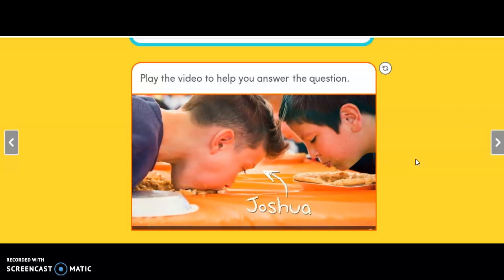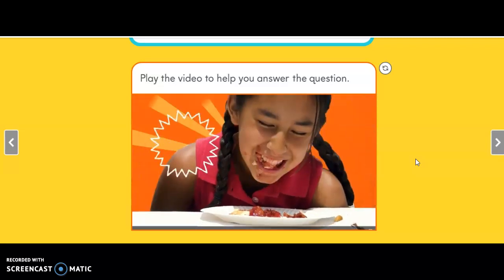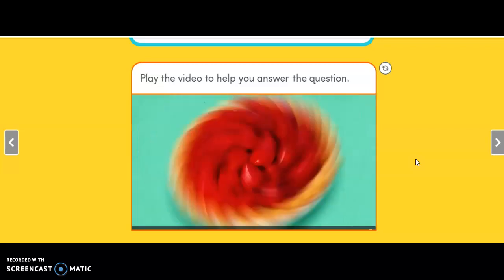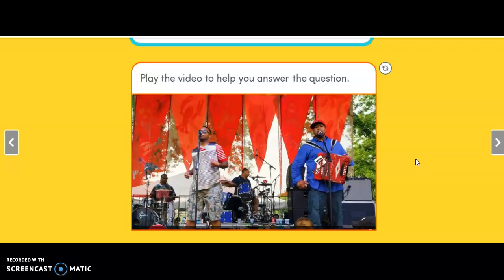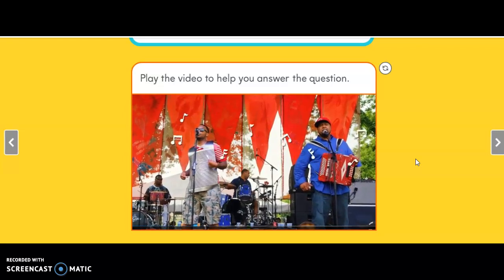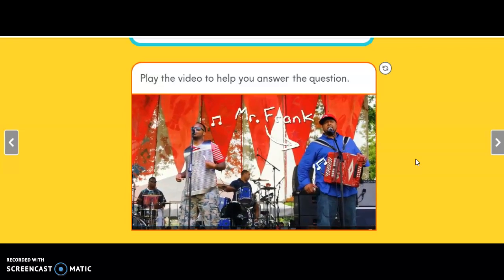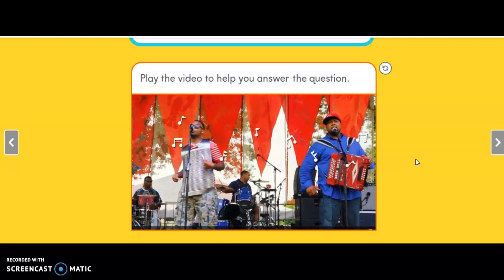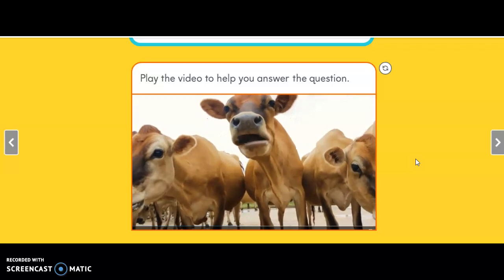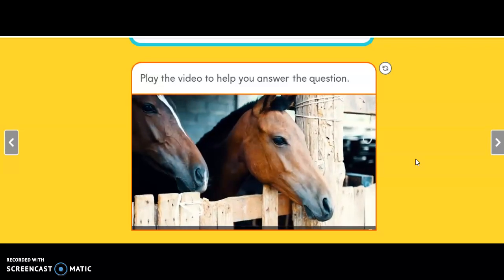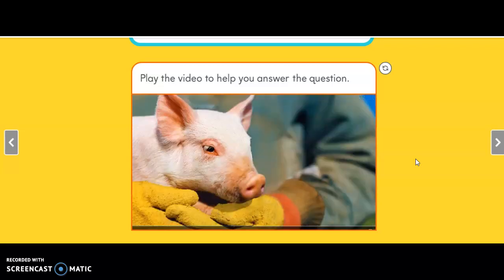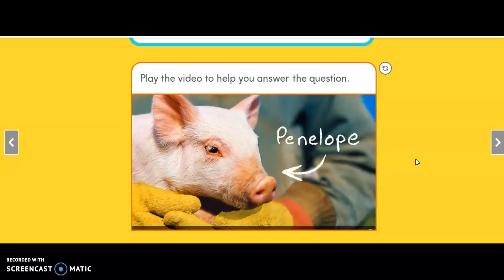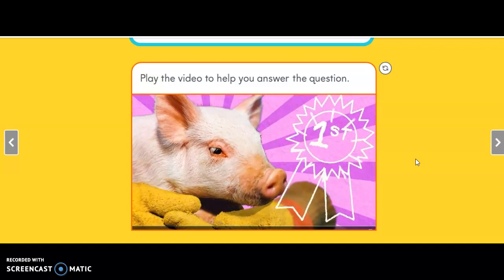My friend Joshua entered the pie eating contest. He didn't win, but who needs a ribbon when you've got strawberry pie? He had so much fun. Next, it was time for a concert. The music teacher from school, Mr. Frank, played with his band. They're called the Loose Goose. Everybody danced. This year, my favorite part was the animals. There were horses, sheep, and my favorite, pigs. One of the local farmers, Mrs. Fisher, and her pig, Penelope, won a blue ribbon.